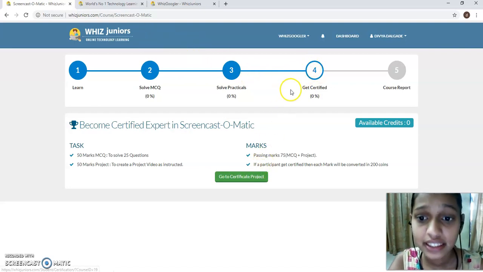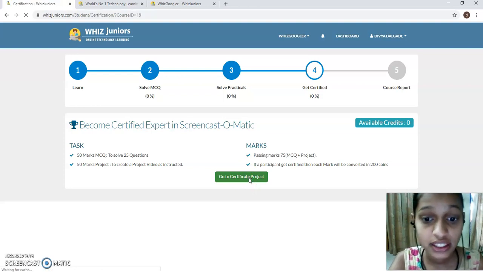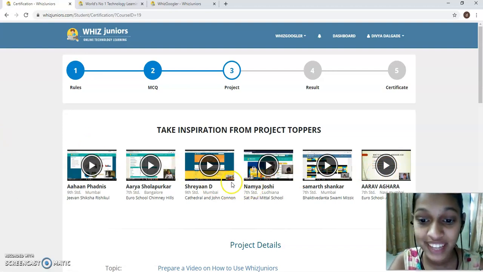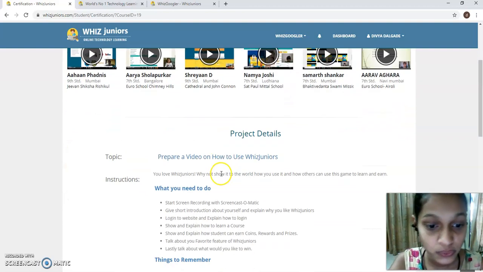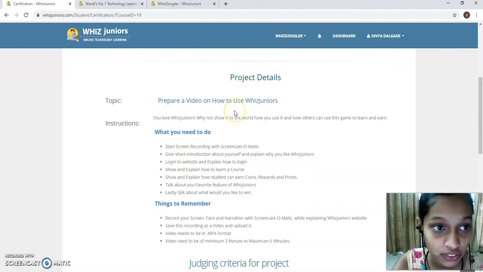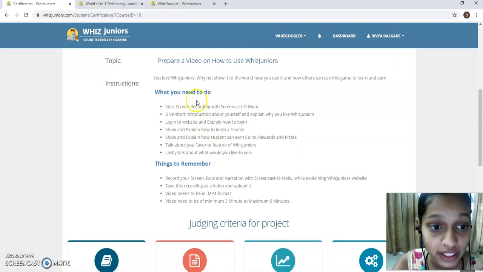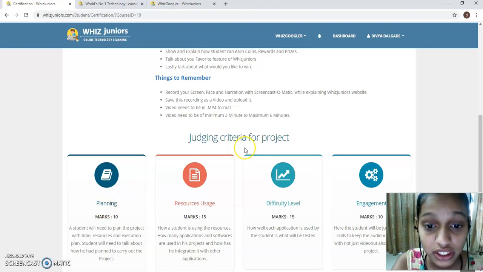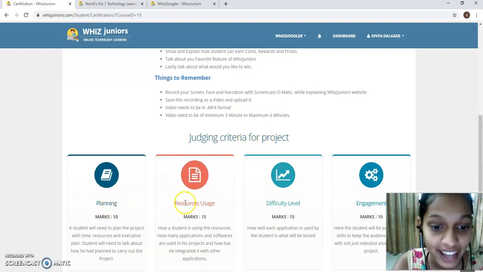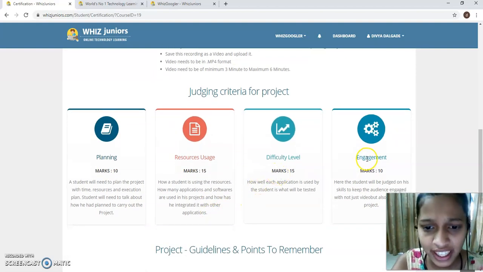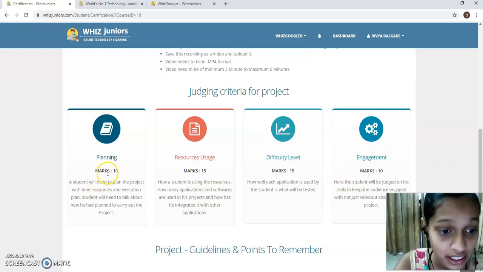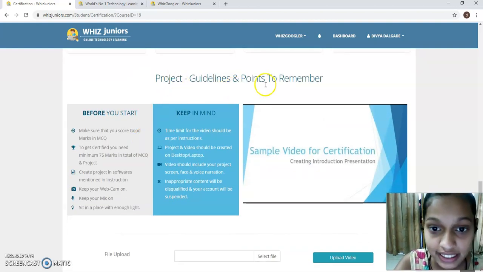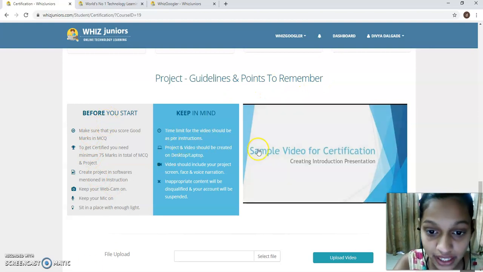In get certified you have to go to the certificate projects, and then you can see the projects of the toppers, learn some examples, and try to do the same. Here they have given most of the information: topics, instructions, things we have to remember, and also the judging criteria for the project. So planning, resources usage, difficulty level, engagement, and here are the marks. At the last, we have project guidelines and points to remember before we start, and sample videos.